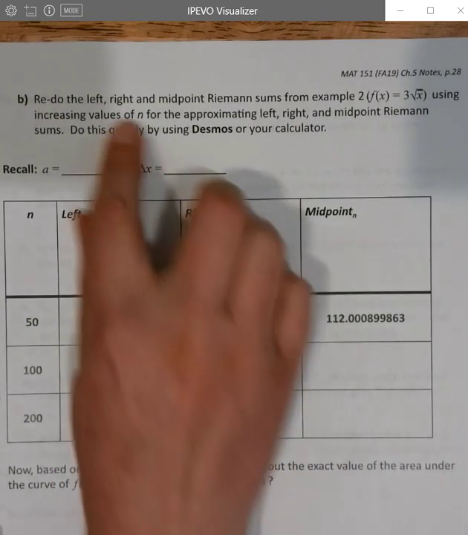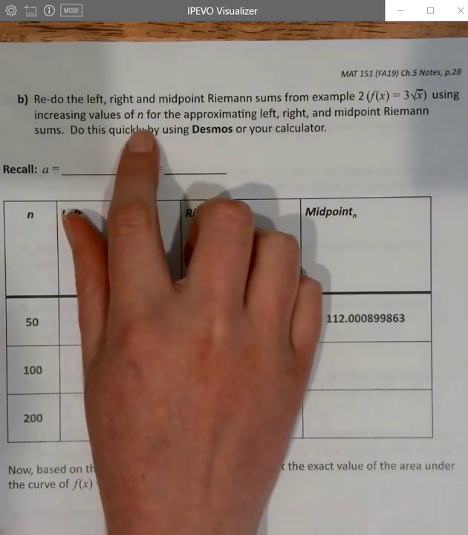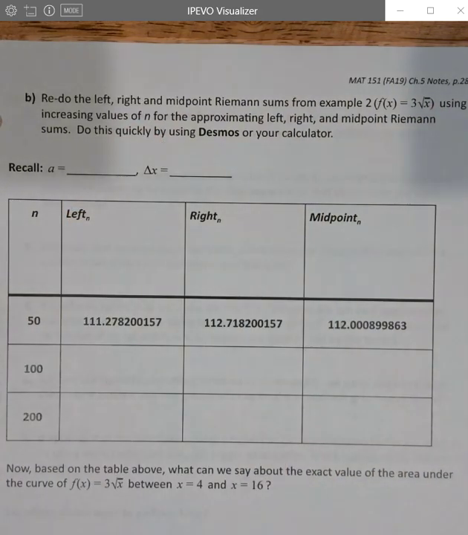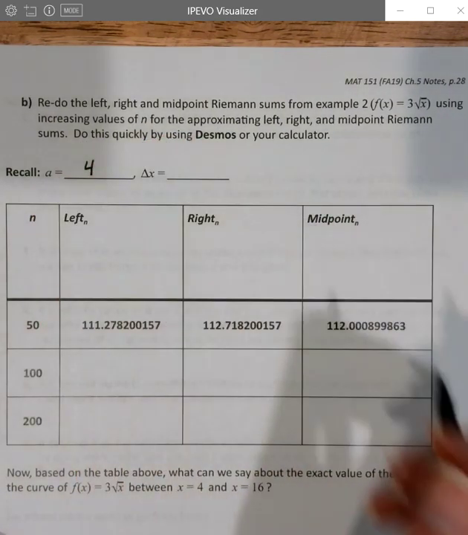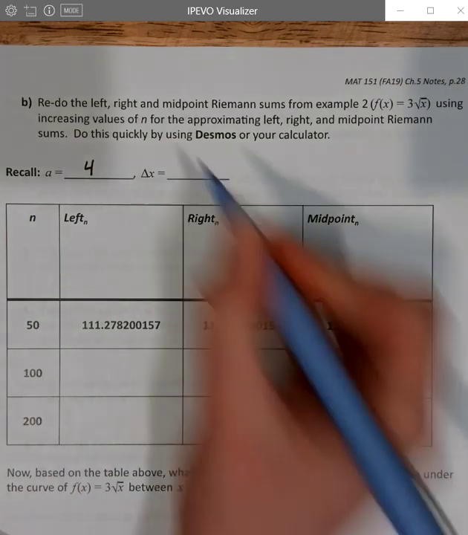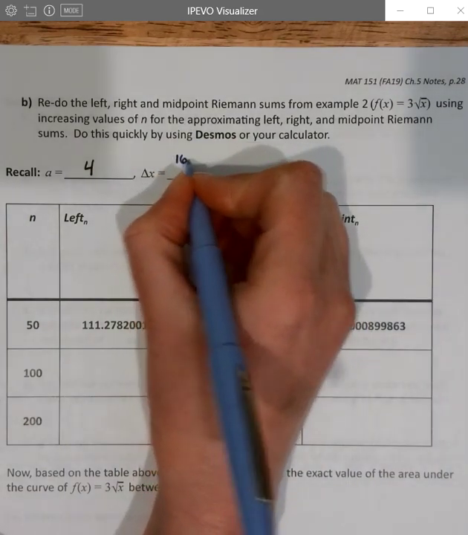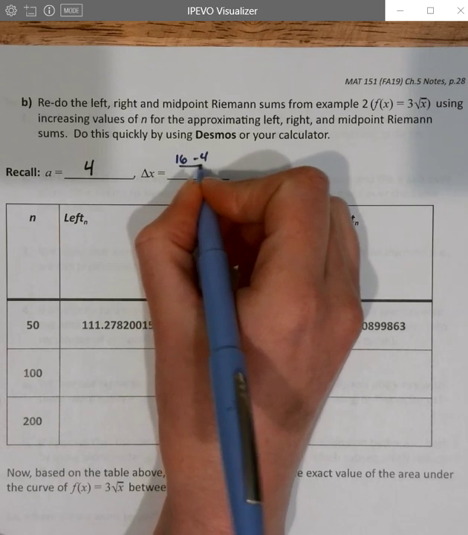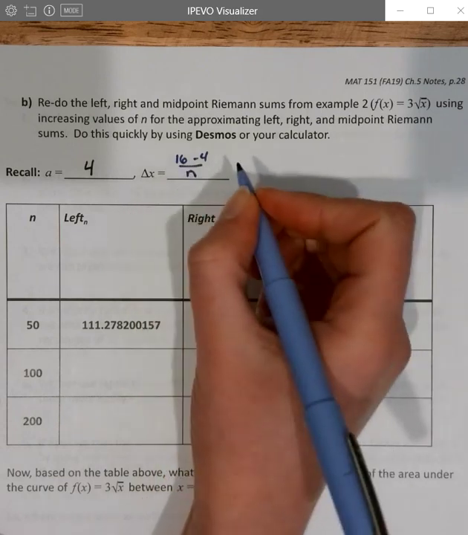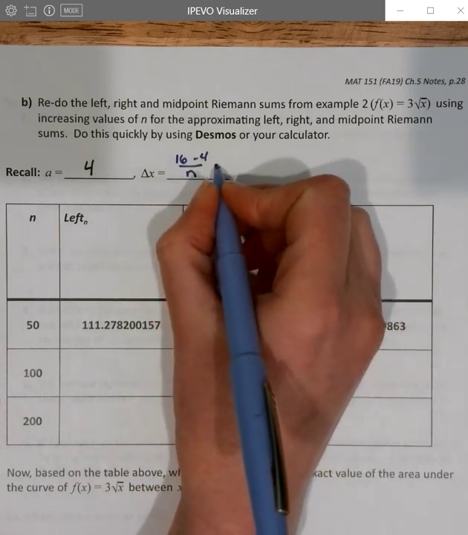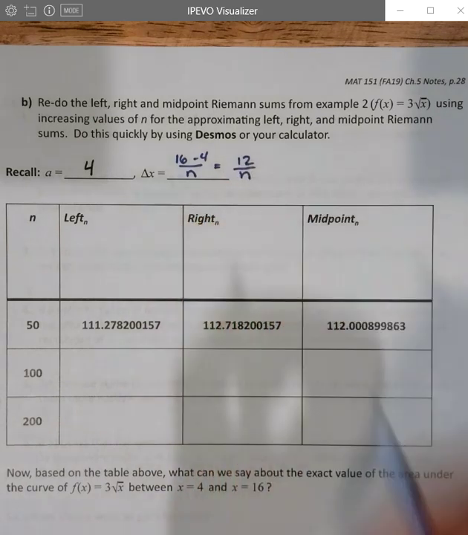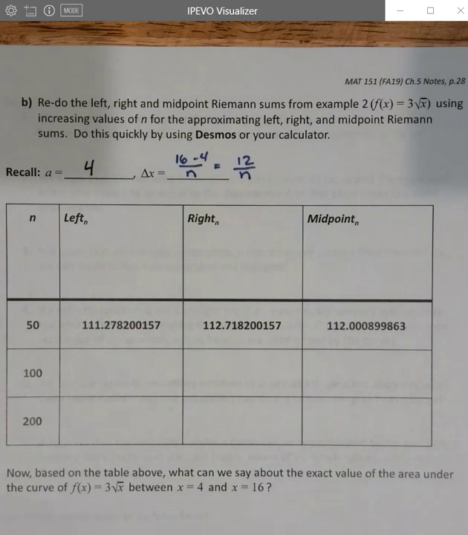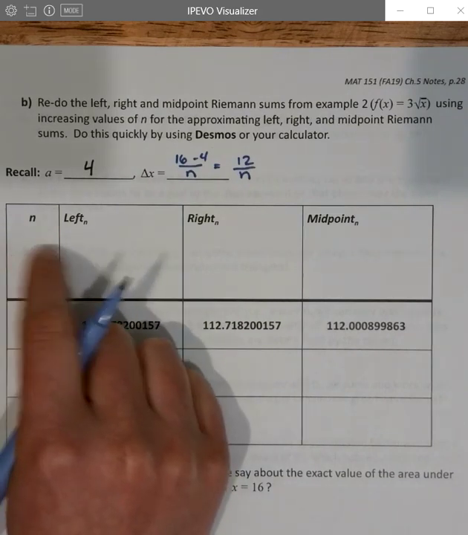Now we're going to do it again, but we're going to increase the n value. I should have just kept them all separate, but that's okay. We're going to increase the n value. Recall that a was going to be 4, and delta x is defined to be 16 minus 4 over n. N isn't going to be 6 anymore, so I can't use the 2 that I got by plugging in 6 here. Instead, I'm going to use 12 over n. So I'm going to redefine the left, right, and midpoint sums here in terms of n.